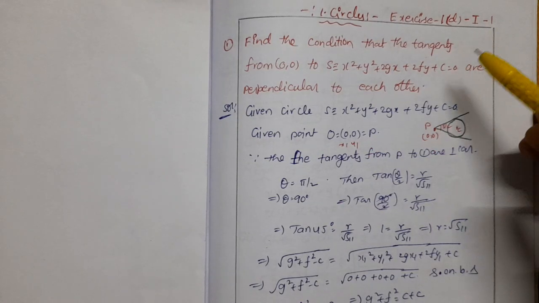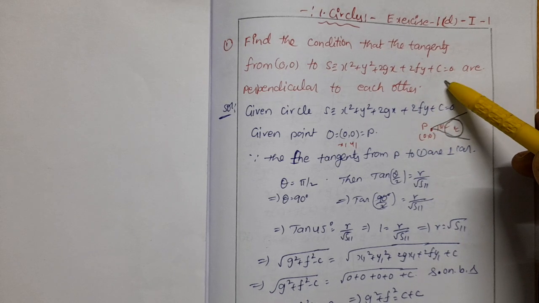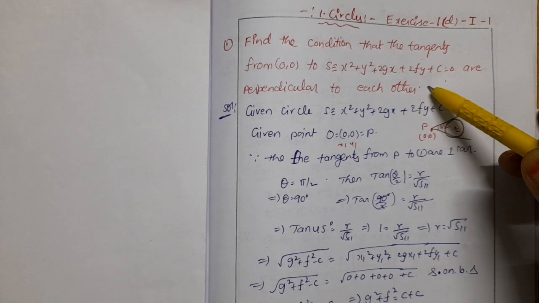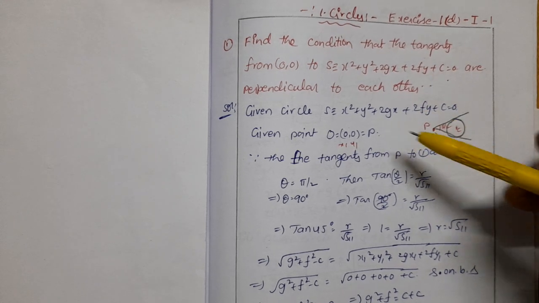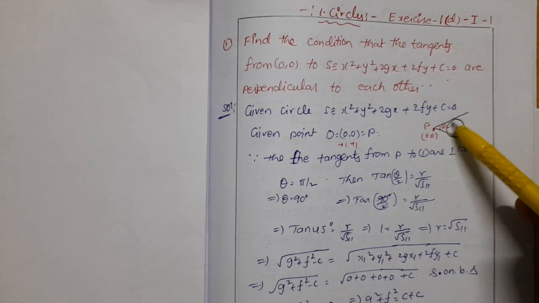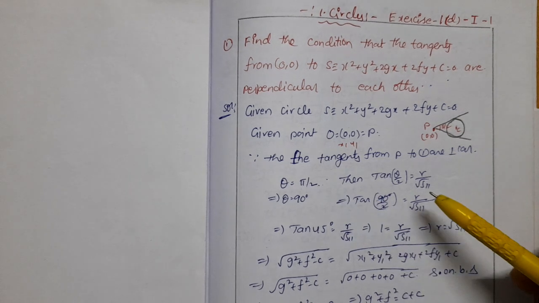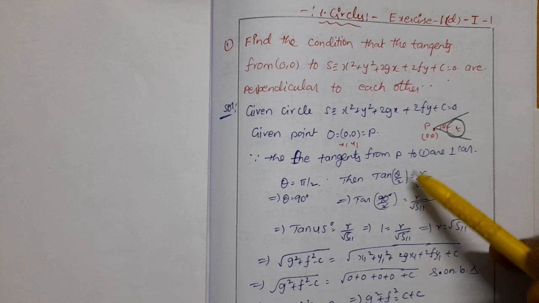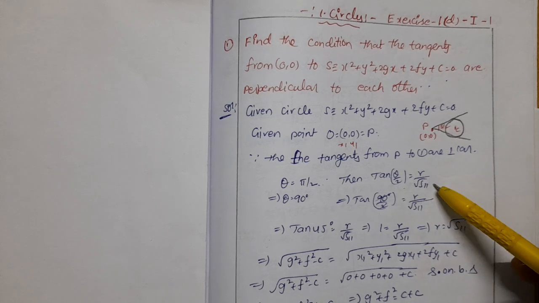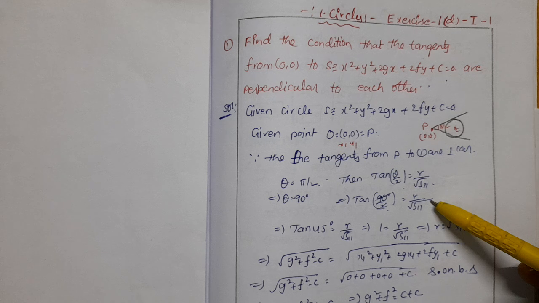First Roman, first problem. Find the condition that the tangents from (0, 0) to the circle S equal to x square plus y square plus 2gx plus 2fy plus c equal to 0 are perpendicular to each other. Given circle, given point. The tangents from P to the circle are perpendicular, given that theta equal to 90 degrees. Perpendicular means theta equal to 90 degrees. Since the angle between the tangents is theta, the formula is tan theta by 2 equal to r by root S11.